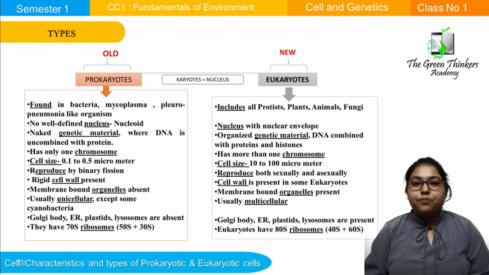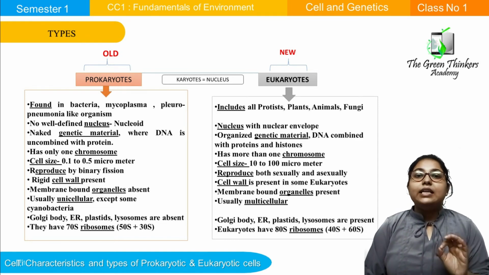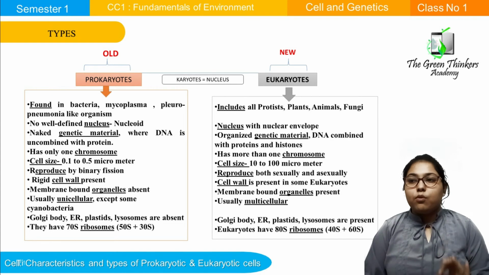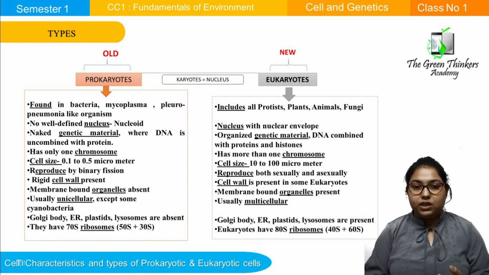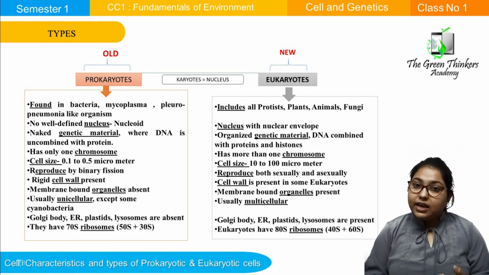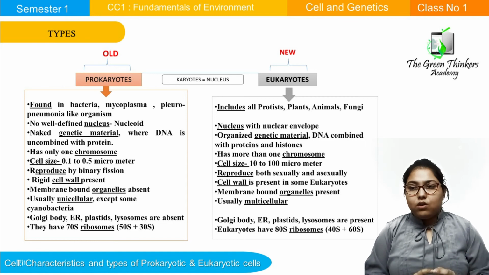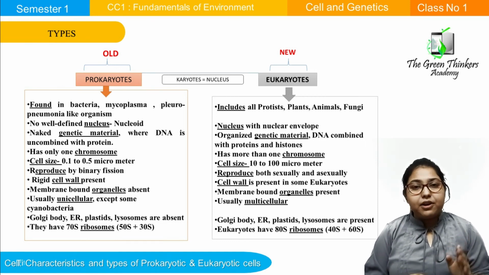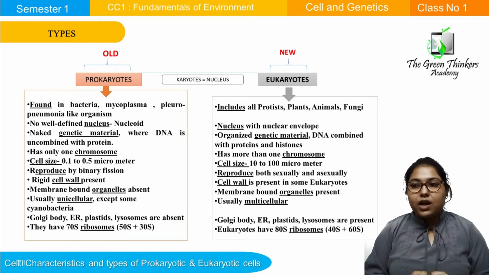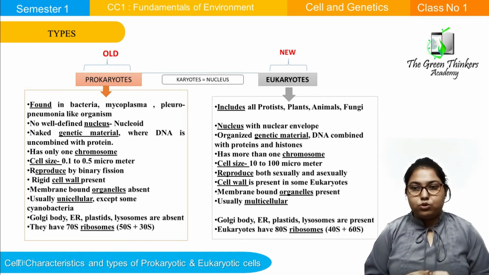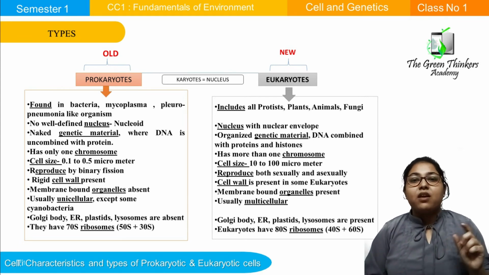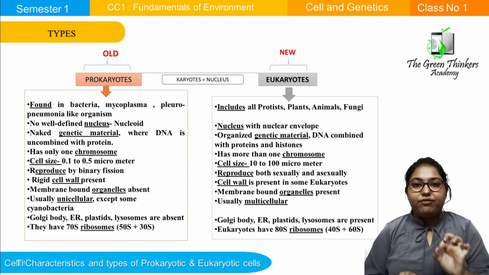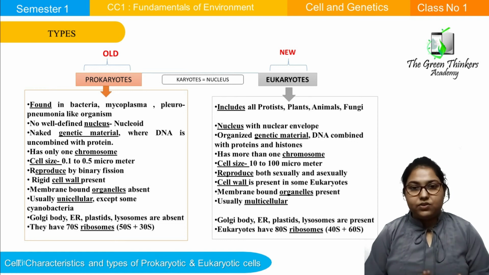Third is the genetic material. In prokaryotes, it is naked genetic material, whereas in eukaryotes, it is organized genetic material with DNA and proteins, with histones also. Next is the chromosome. Prokaryotes have only one chromosome, whereas eukaryotes have more than one chromosome. Next is cell size. The size of the cells in prokaryotes varies from 0.1 to 0.5 micrometer, whereas in eukaryotes, it is 10 to 100 micrometer.